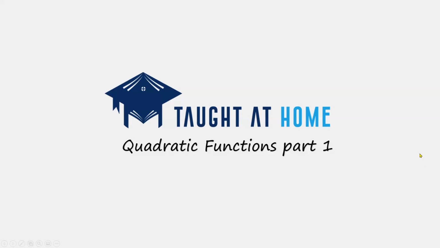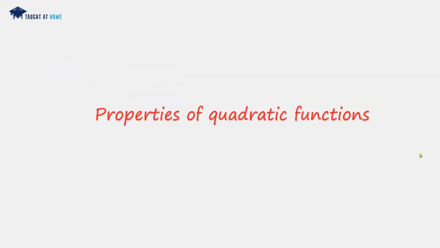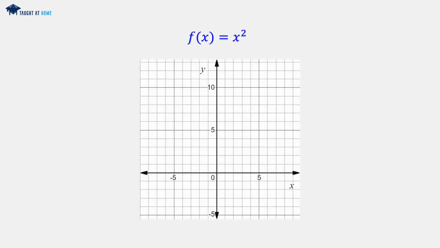Quadratic Functions Part 1. Properties of quadratic functions. Let's take a look at functions f of x equals ax squared. The simplest quadratic function is f of x equals x squared.